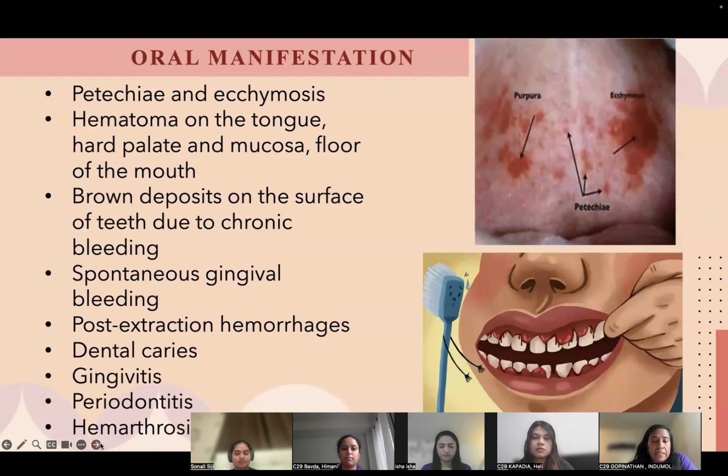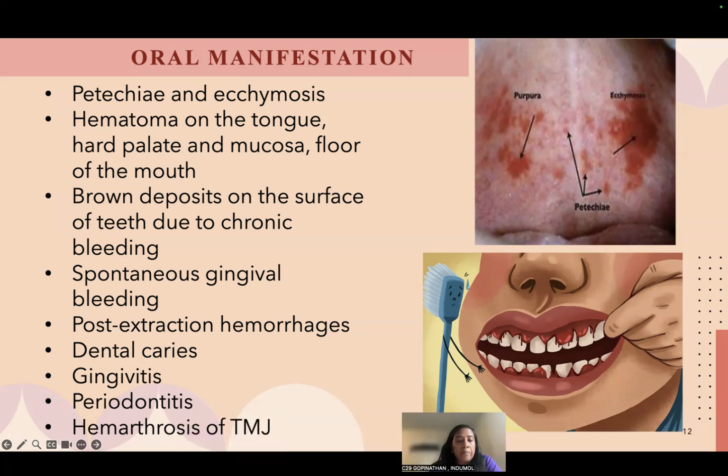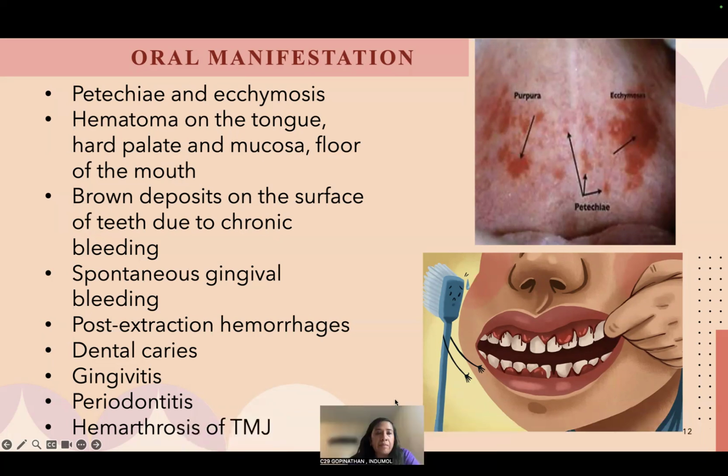Oral manifestations. Petechiae and ecchymosis. Platelet deficiencies can cause petechiae or ecchymosis in the oral mucosa and promote spontaneous gingival bleeding. Hematoma on the tongue, hard palate, mucosa, and floor of the mouth, and brown deposits on the surface of teeth due to chronic bleeding. Spontaneous gingival bleeding.